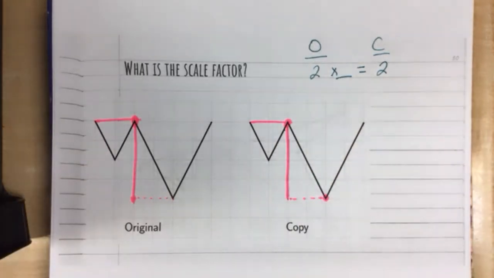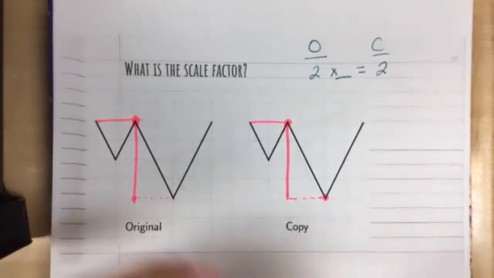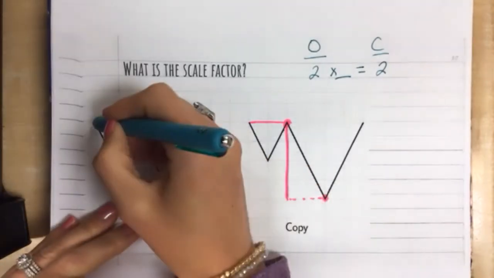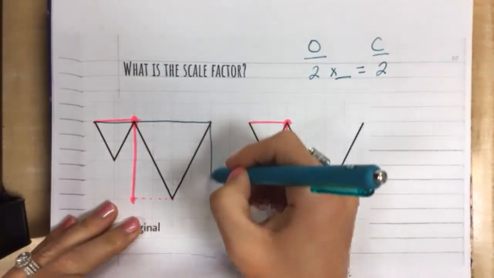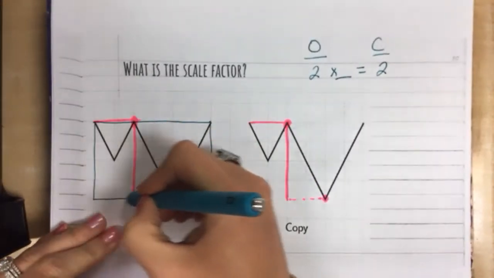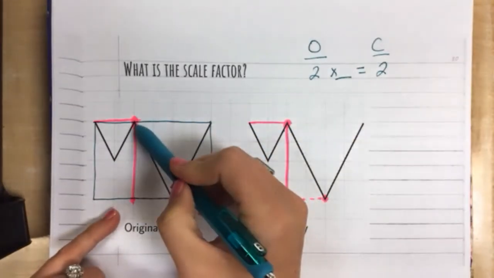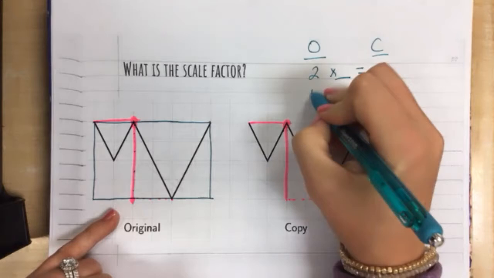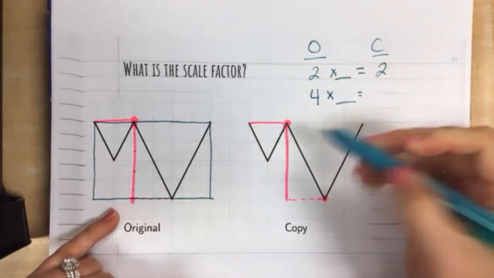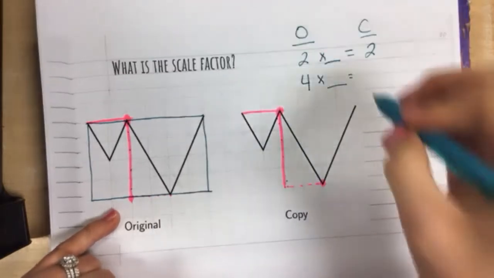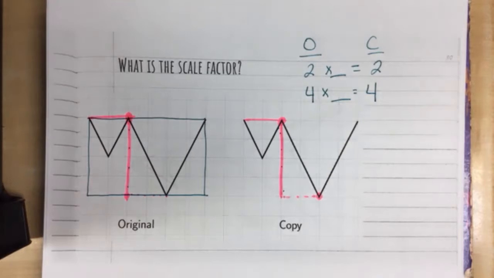Did everybody see what I did there? It's almost as if I made a rectangle around this figure and measured that part. Okay, does everybody understand that? So the original 1, 2, 3, 4 times something gives me 1, 2, 3, 4. We don't need to do any division.